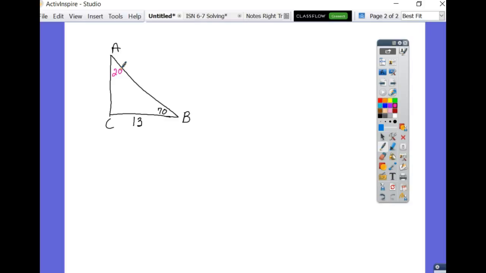So if I use 70 as my angle, what is 13? Is this the opposite or the adjacent? Adjacent, and am I looking for the opposite or hypotenuse? We have to find both of them, right? So if I'm going to look for the opposite, which one do I want to start with? Tangent, right? Opposite over adjacent. So I would do tangent of 70 equals b over 13. Opposite over adjacent.